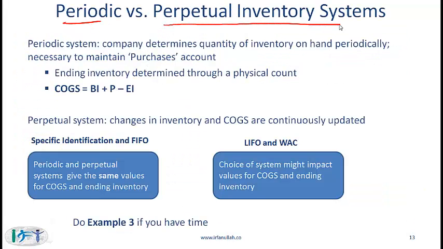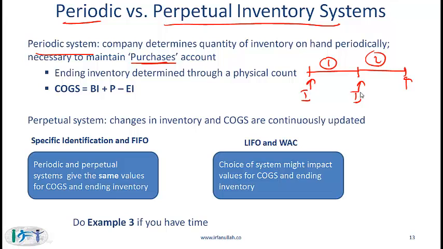Periodic versus perpetual inventory systems. In a periodic system, a company determines the quantity of inventory on hand periodically, and hence it is necessary to maintain a purchases account. With a periodic system, the ending inventory is determined through a physical count. So if this is period 1, this is period 2, then typically there is a physical count at the end of every period, and that determines the inventory balance on those dates. Again, those dates tend to be beginning of period or end of period dates.